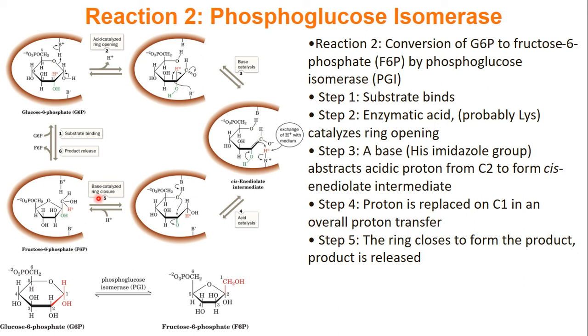So those are the steps we need to know for reaction 2. And that is our isomerase reaction. We aren't changing anything about the molecules in glucose 6-phosphate. All we're doing is changing how they are bound to make fructose 6-phosphate.